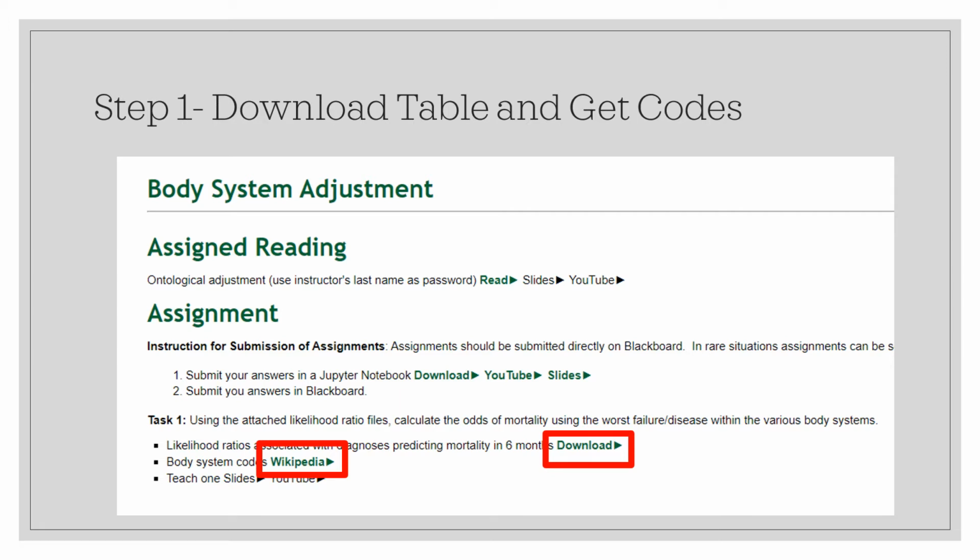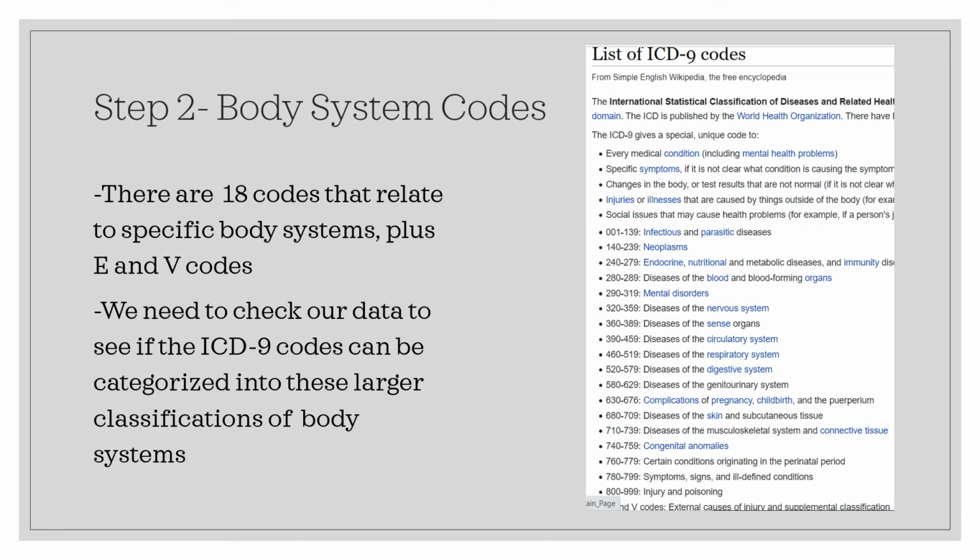And then next we're going to have to get our ICD-9 codes for the body systems. You see in step 2, we have our list of ICD-9 codes from Wikipedia. There are 18 codes that relate to specific body systems, plus E and V codes. We are only going to use the V codes later, we'll see. We need to check our data to see if the ICD-9 codes can be categorized into these larger classifications of body systems.